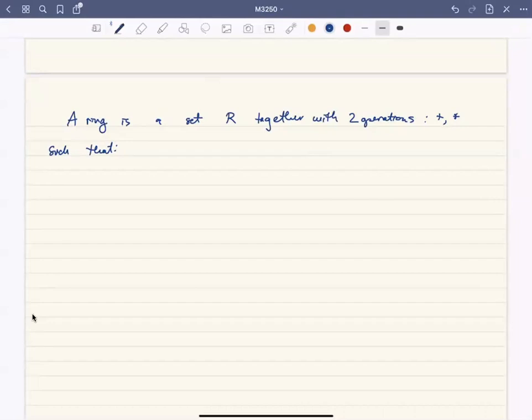So a ring is going to be a set R together with two operations. We're going to think of one of the operations generally as addition and the other one is kind of generic. We'll call it star again. And it has to satisfy the following conditions.